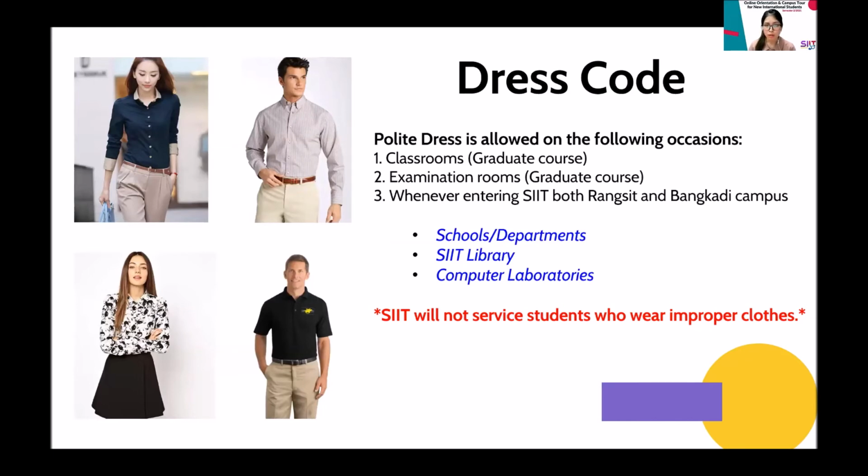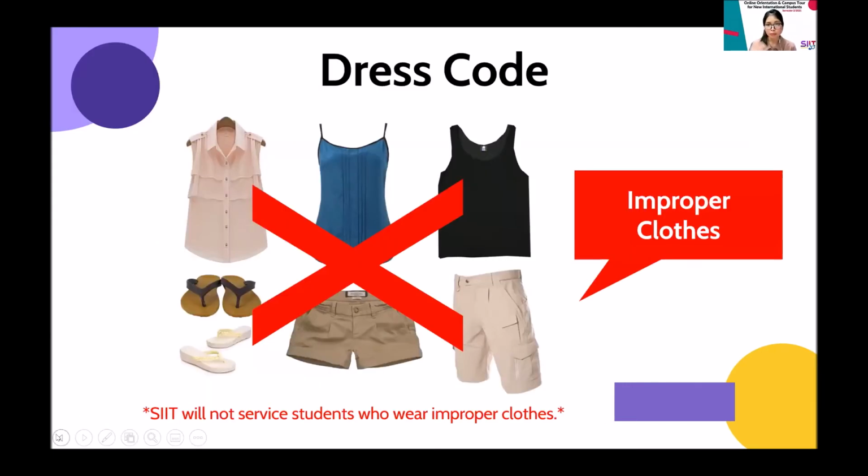And the dress code for graduate students. As I mentioned, graduate students are not required to wear the student uniform, but if you have to attend an on-site classroom, please wear polite clothes. And of course, in the examination room, you also have to wear polite clothes. Even if you don't have classes but you come to SIIT to contact your advisor, your school, or any division at SIIT, please also wear polite clothes, not this kind of clothes: tank tops or shirts without sleeves, shorts, sandals. These clothes are considered impolite and you will not get any service from SIIT.